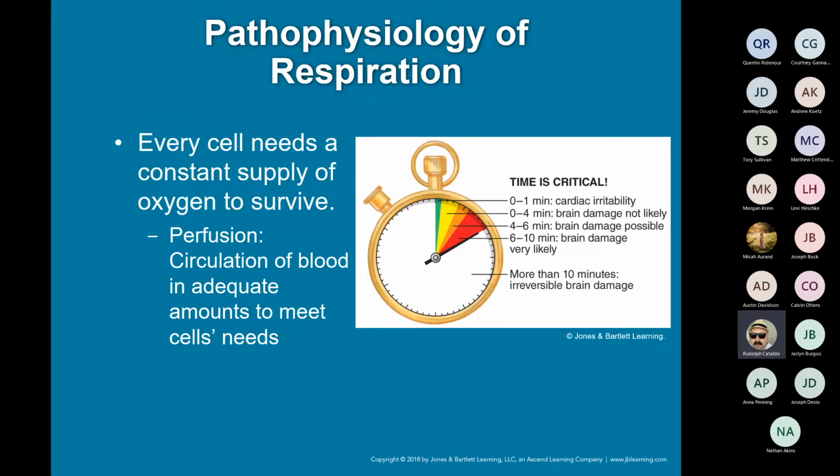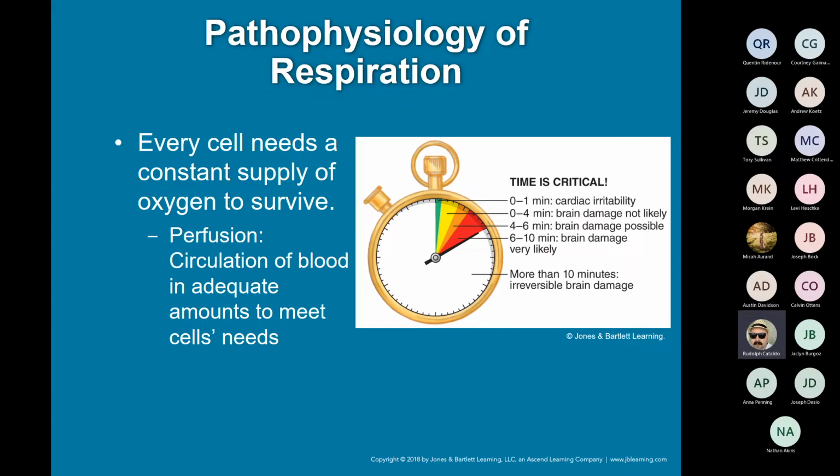I kind of went over this a little bit, but it shows you how much time can lapse before we start to see changes within the body due to lack of oxygen, due to hypoxia. So at 0 to 1 minutes, we're starting to see the heart become a little irritable. We're starting to see the heart become upset, to be honest. The heart needs oxygen to pump just like everything else. If it doesn't get that oxygen, it starts becoming injured.